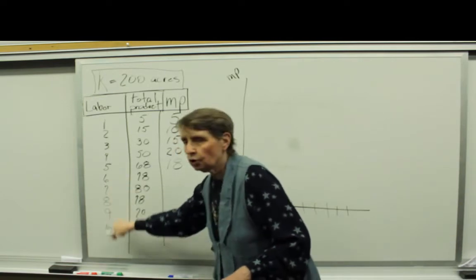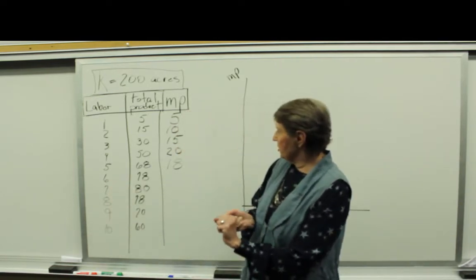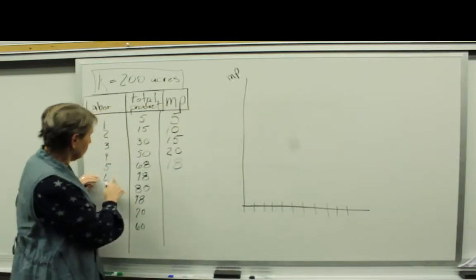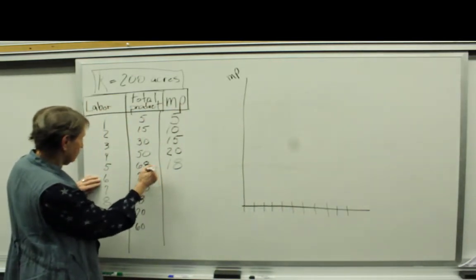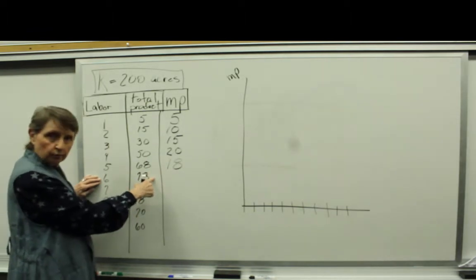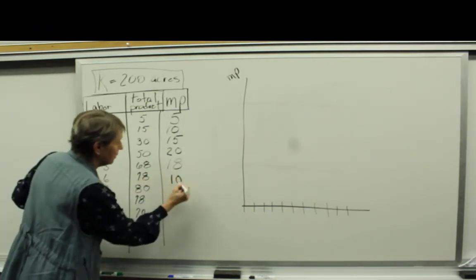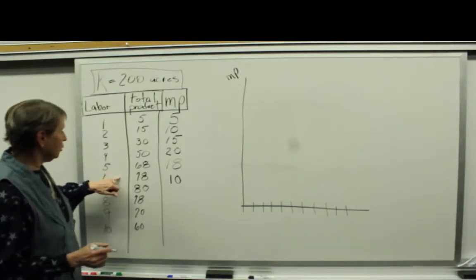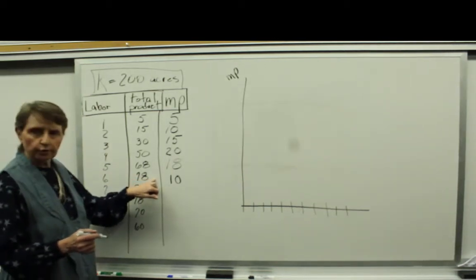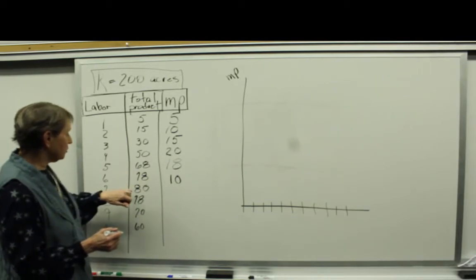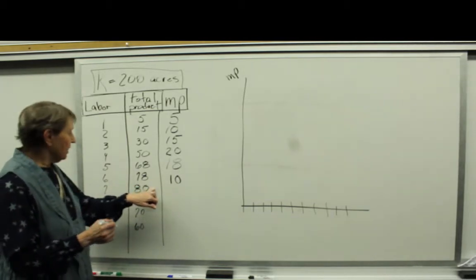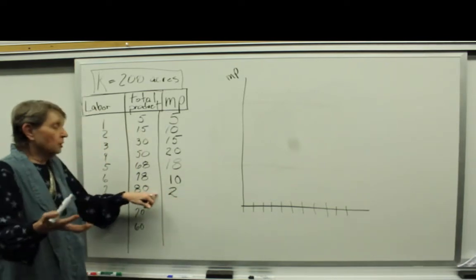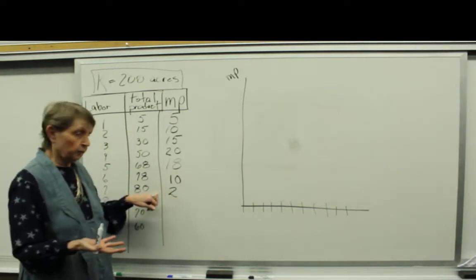And if we continue down our production schedule and look at the marginal productivity of each of these workers, worker number 6 will add 10 bales to my output. So the marginal productivity of worker number 6 is 10. Worker number 6 produces 78 bales. Worker number 7 produces 80 bales. That is an increase of 2. So worker number 7 still has positive marginal productivity.